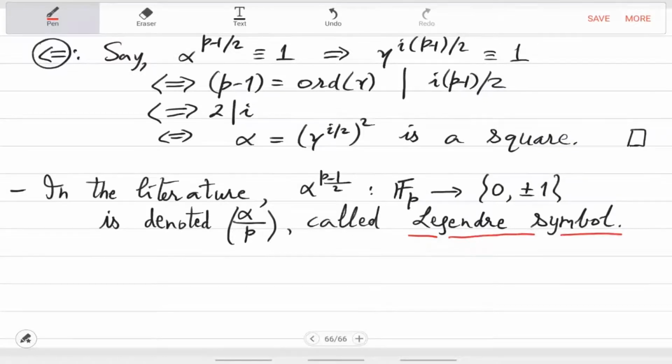Sometimes we may use the notation alpha by p as a shorthand. When p is not a prime number, say a general composite, this symbol is also defined. It has a different name, which we will use in the future. For now, this is just a basic thing we have introduced. As you vary alpha, how many times is this symbol plus 1?